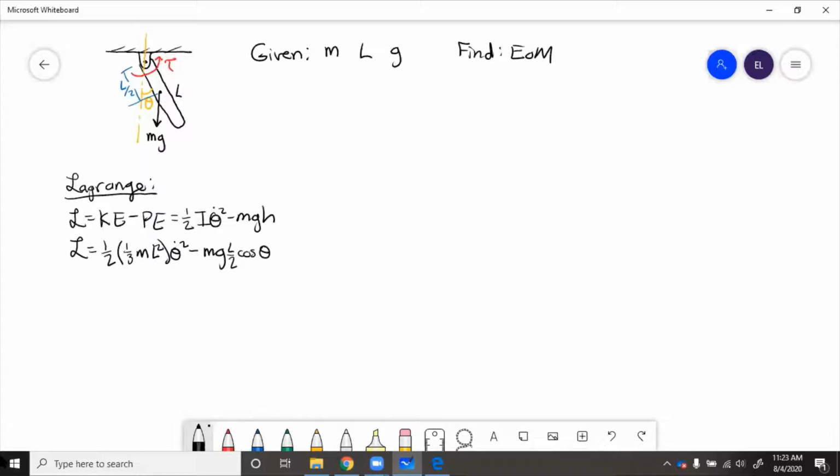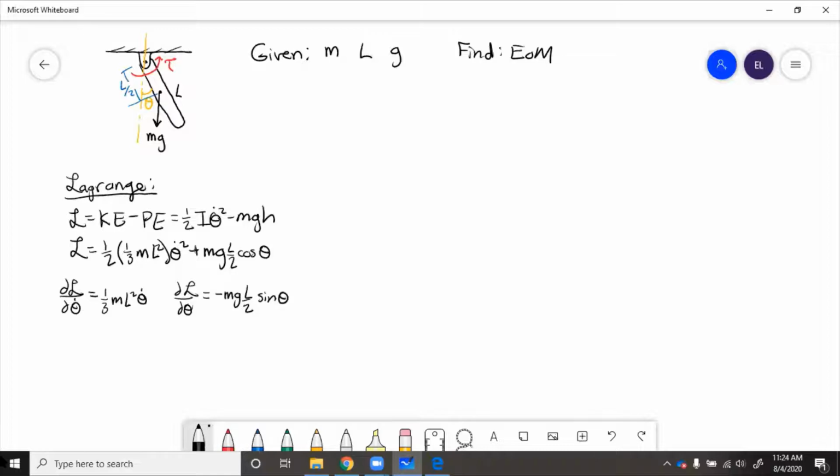And then we need to take derivatives. So del L del theta dot: we look at only the part with theta dot in it. So the derivative of that is just dependent on the kinetic energy. So that will have 1/3 m L squared theta dot. And then del L del theta equals negative mg L over 2 sine theta.